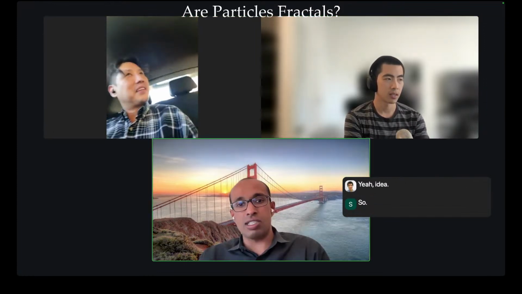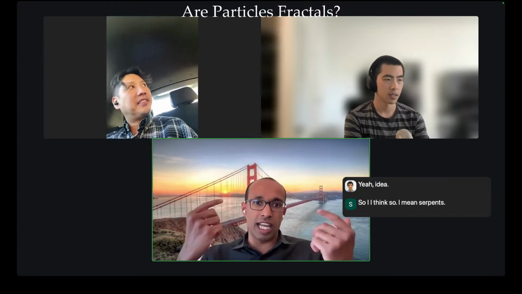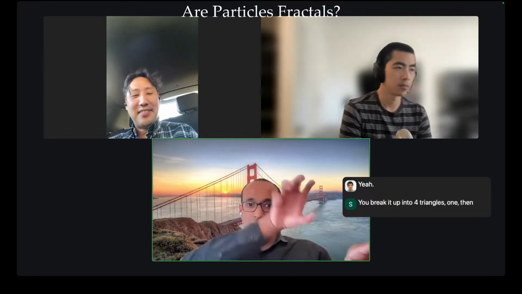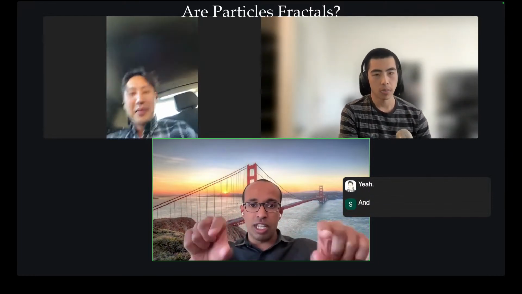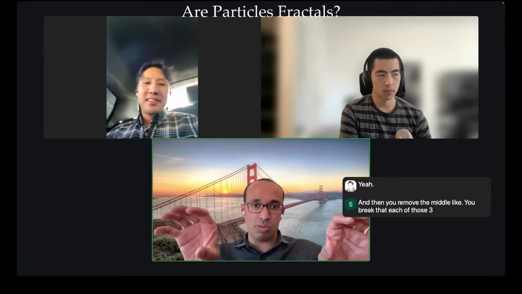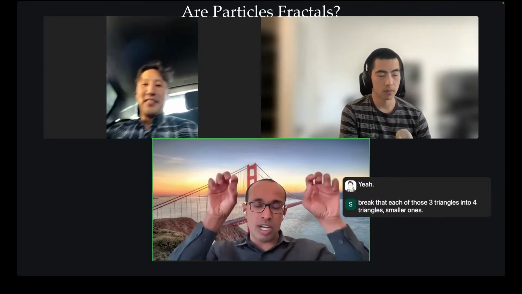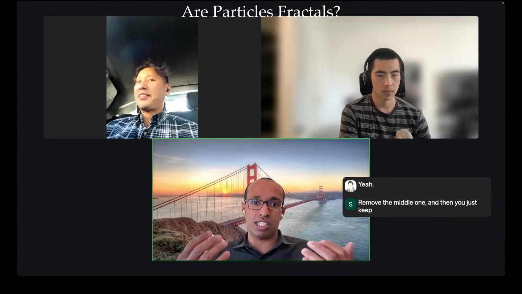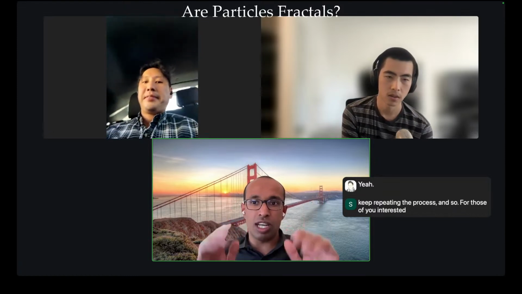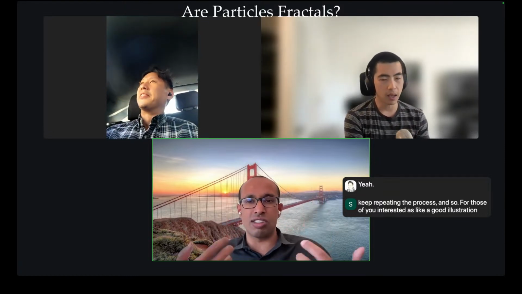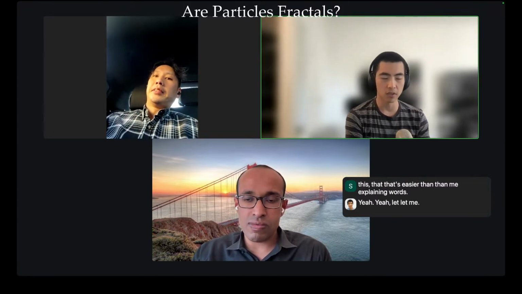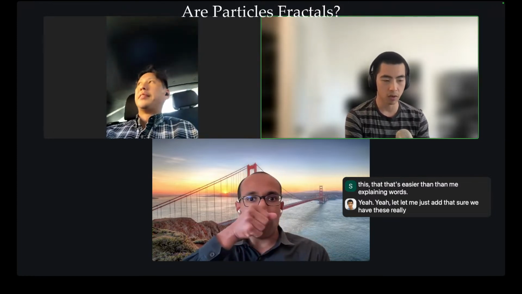I think so. I mean, with Sierpinski triangles, you have a triangle and then you break it up into 4 triangles and remove the middle one, then you have 3 triangles. Then you break each of those 3 triangles into 4 smaller triangles, remove the middle one, and just keep repeating the process. For those of you interested, Wikipedia has a good illustration of this that's easier than me explaining in words.